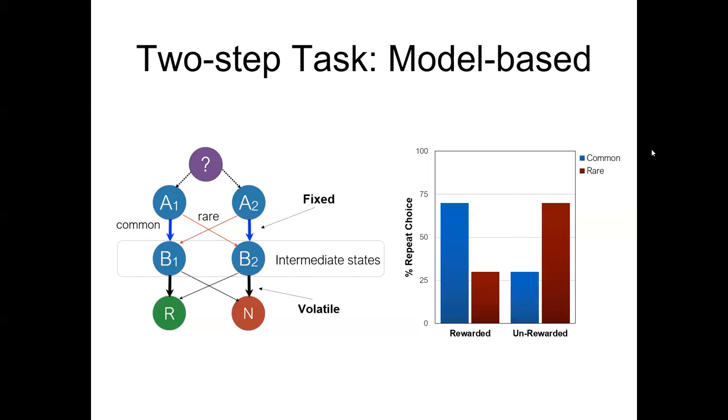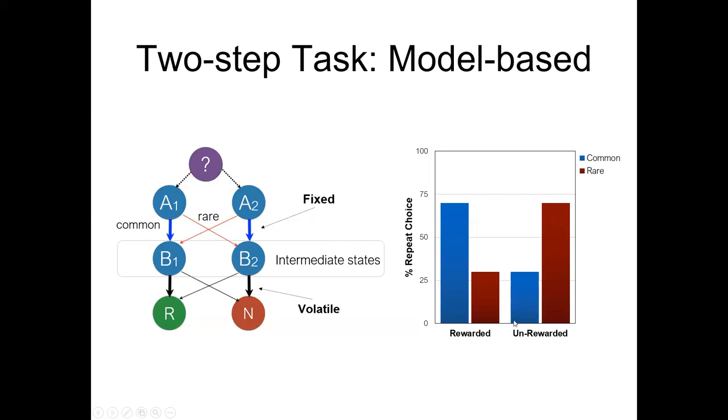So I might not be clear here. The plot on the right only explains what the subject should do after they receive the reward or not, and after they observe either a common intermediate state or a rare intermediate state. So the idea is that if you see a common intermediate state and you're rewarded, you should repeat your choice.